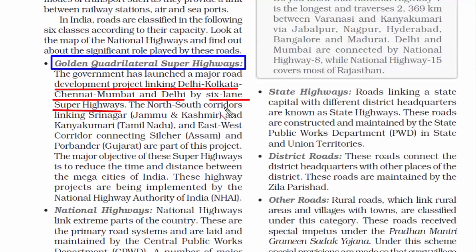Because of these superhighways, the interconnectivity between national and state highways gets a massive boost. Due to this, roads are linking cities like Srinagar in Jammu and Kashmir to Kanyakumari in Tamil Nadu. Similarly, the roads in Silchar, Assam, which is on the eastern side of India, are now connecting to cities like Porbandar in Gujarat on the west side of the country. So these superhighways reduce time and provide ease of doing business, because now industrial transportation is much easier. These highway projects are being implemented by the National Highway Authority of India.